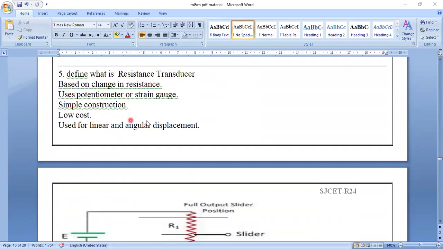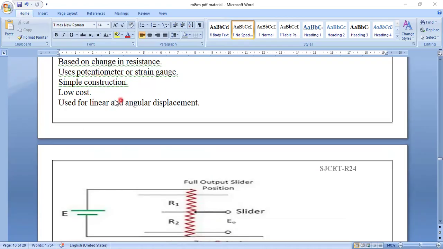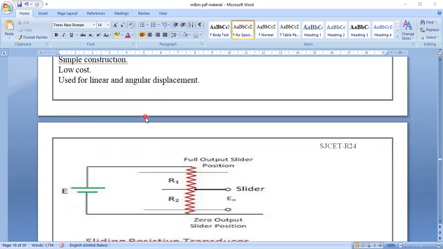Next, define what is a resistance transducer. It is based on the change in the resistance of an object. It uses a potentiometer or strain gauges. The potentiometer will measure pressure energy. Simple construction, low cost. It is used for linear and angular measurements. Both linear and angular, which means angles are also measured, and linear also measured.